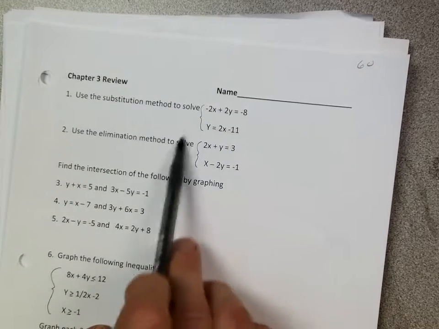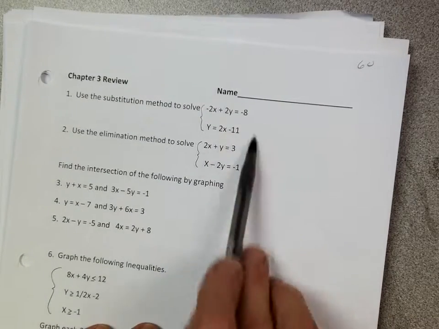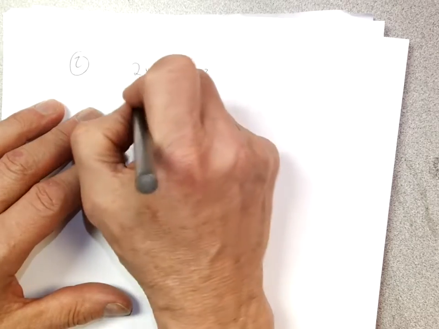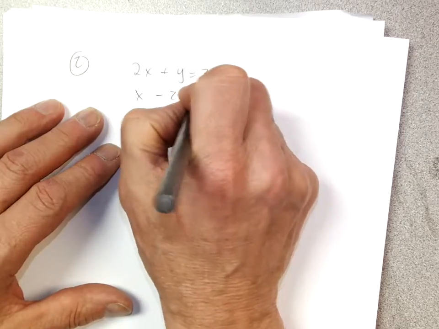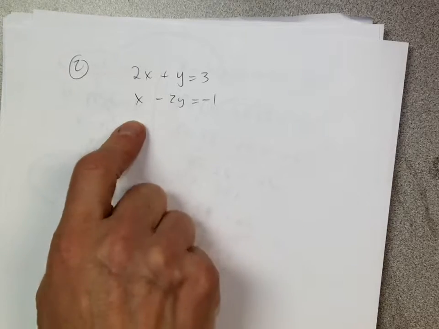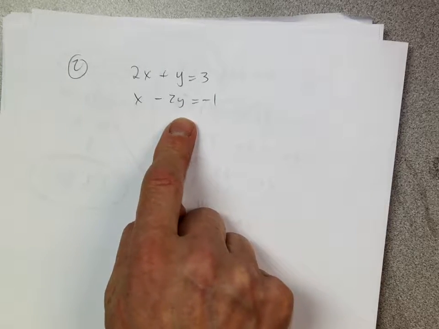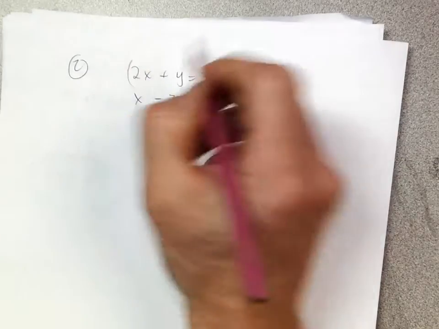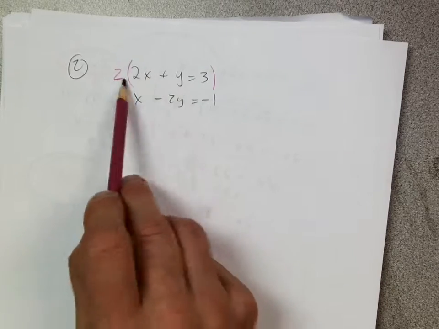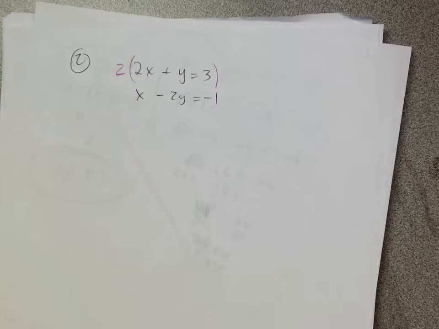Okay, number 2 says elimination. So when I do the elimination, I like to keep them lined up because I want to eliminate either x's or y's. So I'm going to rewrite this, but I'm going to put them still as 2x plus y equals 3, and x minus 2y equals negative 1. Now, I could either eliminate my x's by making them opposites, or eliminate my y's by making them opposites. I think what I will do is I'll multiply the top one by 2. And the reason I'll do 2 is because I'll get a 2y here with this negative 2y. They'll cancel out. They'll be eliminated, right?